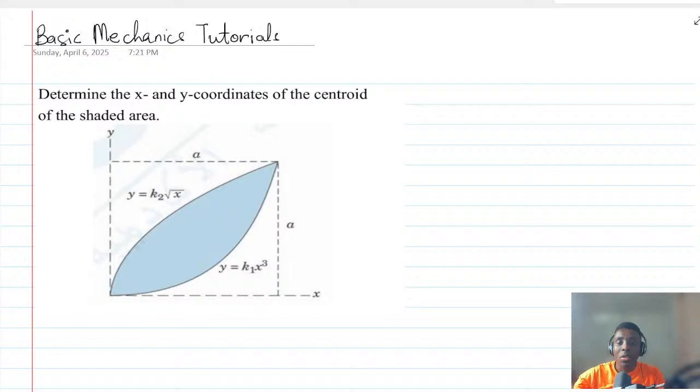So basically, whenever you are given a question like this, actually, it is not basic mechanics. This is actually calculus, because you are going to use calculus. So we call this the method of calculus, or the method of integration.